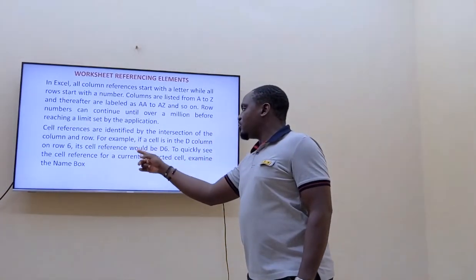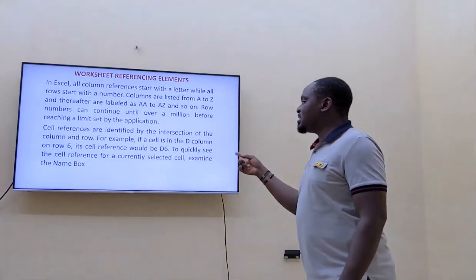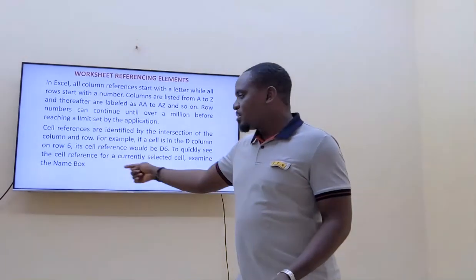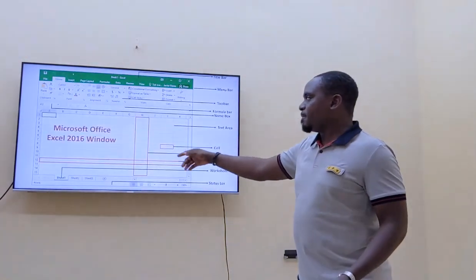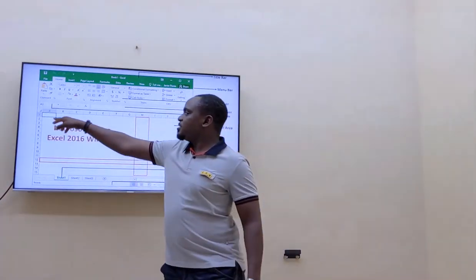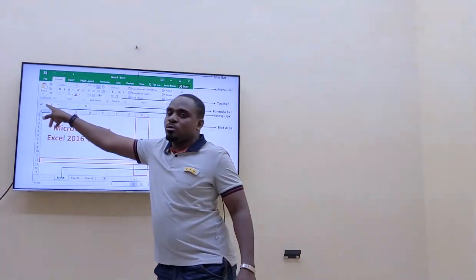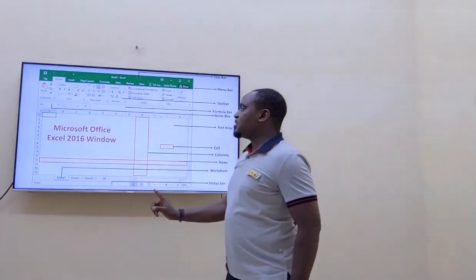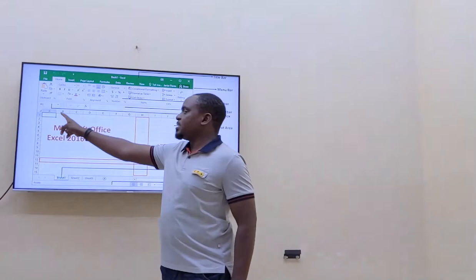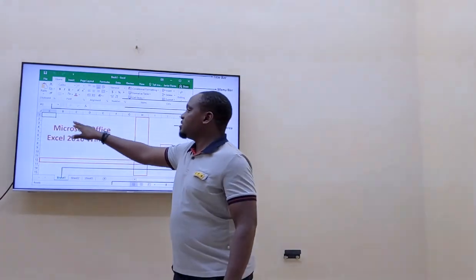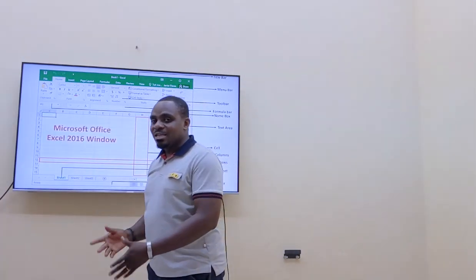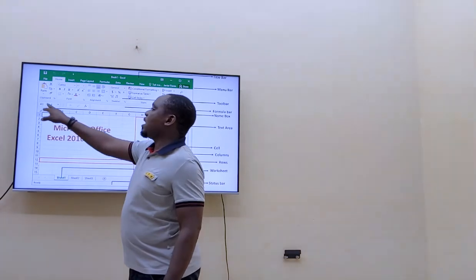To quickly see the cell reference for a currently selected cell, you examine your name box. If we go back to the window of an Excel, there is this feature we need to talk about. We call it the name box. If you look at this window now, there is a highlighted cell, which is this by default. The name box will always show you where you are at every point in time. Now, this is cell A1.